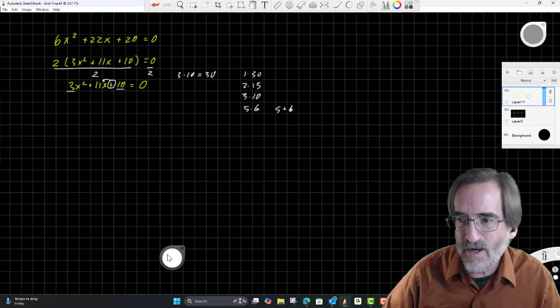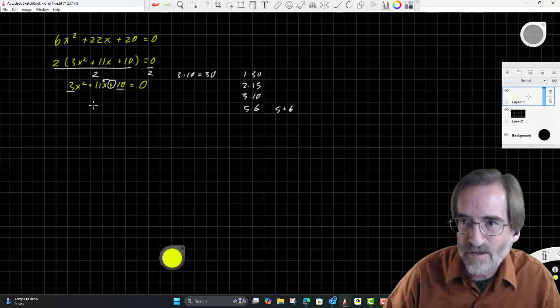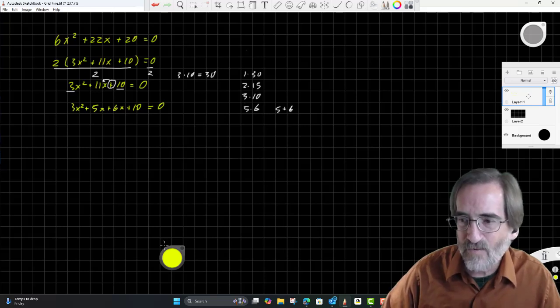I'm going to rewrite 11x as 5x plus 6x. So 11x becomes 5x plus 6x. And write the rest of the problem down. 3x squared plus 5x plus 6x plus 10 equals 0. And now we factor by grouping.